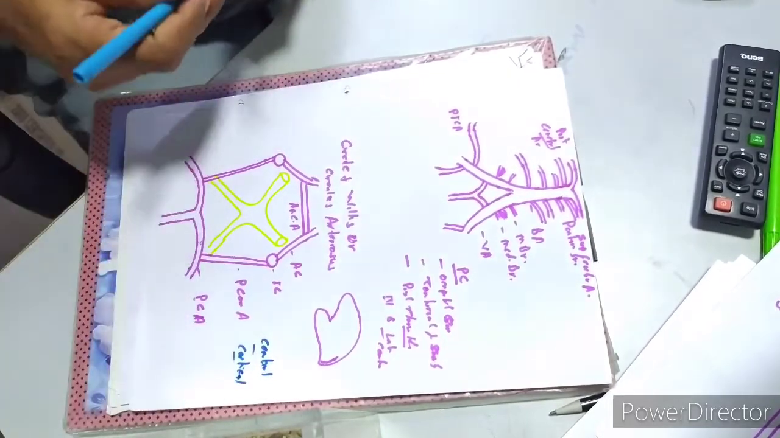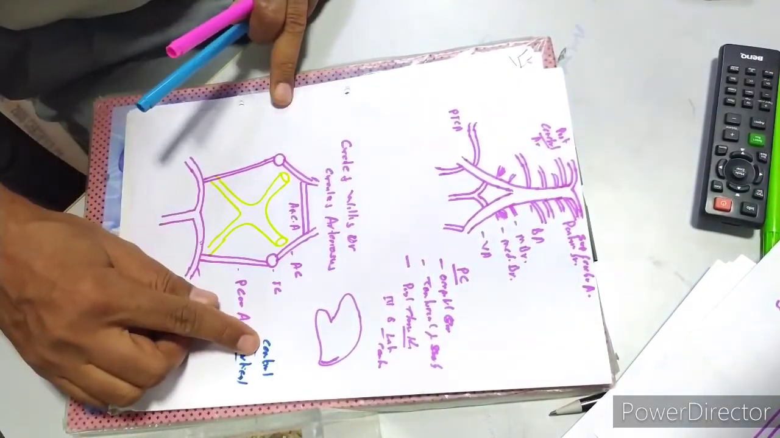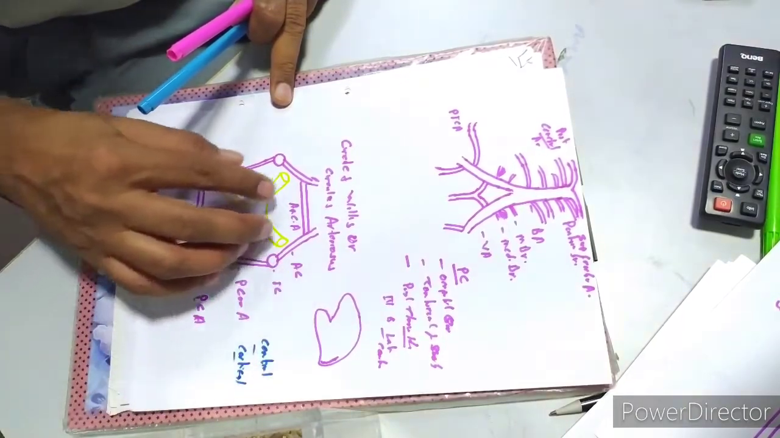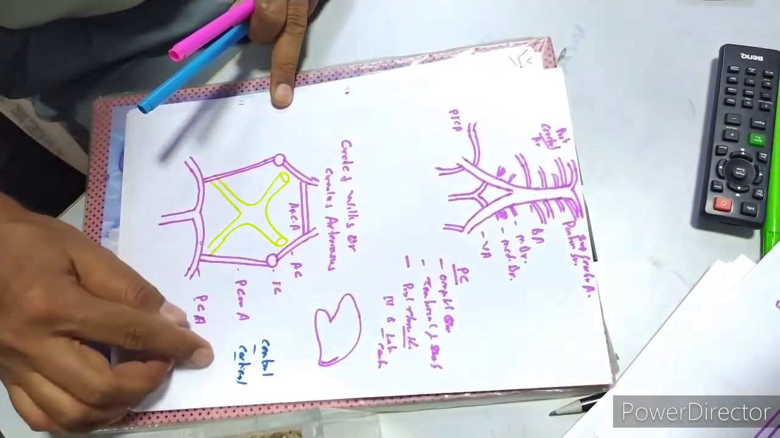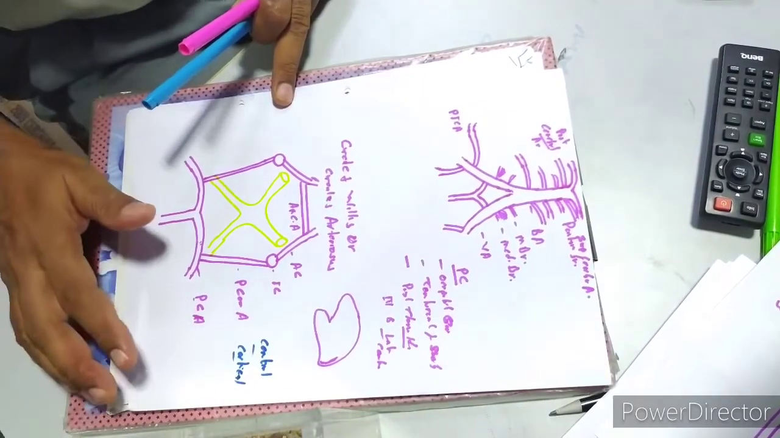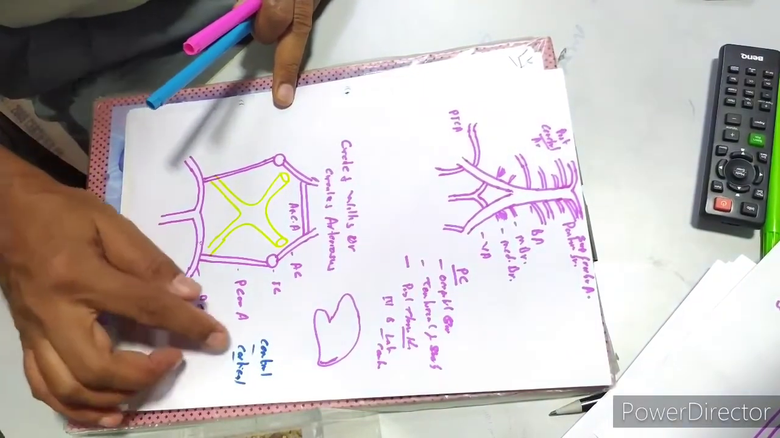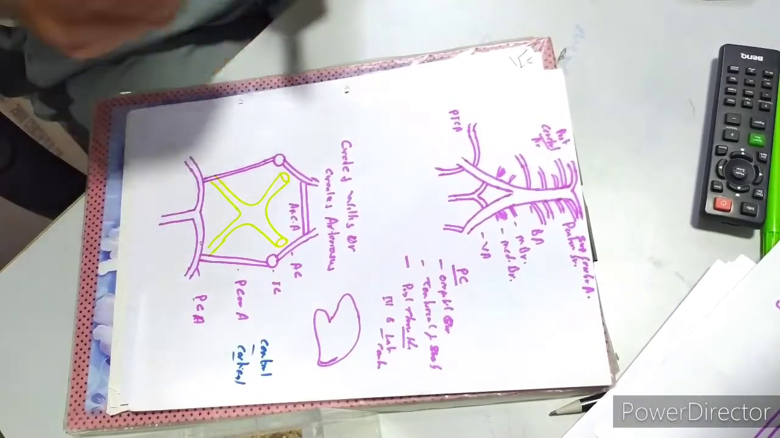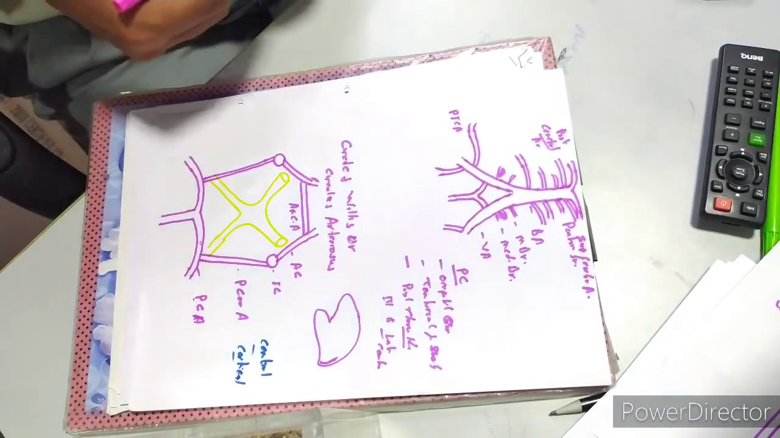Okay, the central branches supply the superficial structure. And the cortical branches enter into the cerebral cortex and supply the deeper structure here. So two types of branches come out. Now let's take them one by one. The first are the central branches.